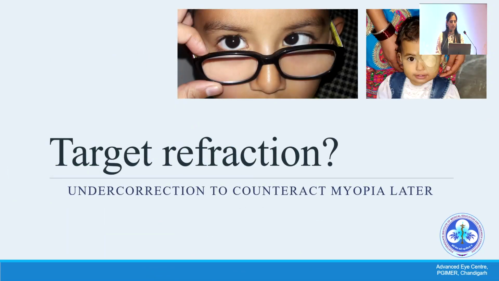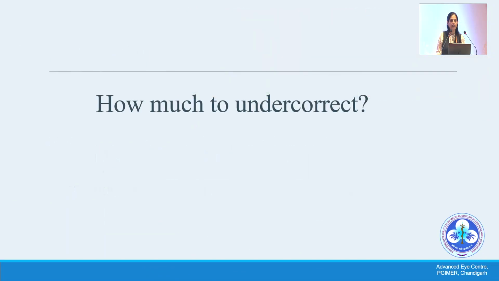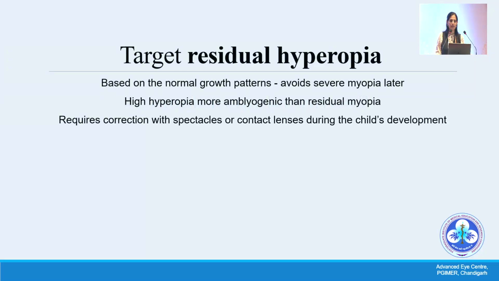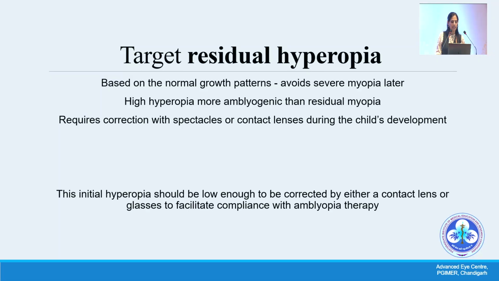Anticipating this myopia, you have to undercorrect the child, and how much to undercorrect is based on the growth pattern. If you have a very small child, you expect a larger myopic shift. But if you aim for a very high hyperopia, you will get an immediate high hyperopic error, which will cause amblyopia. A very small hyperopic error will produce a myopic shift later. So the error should be small enough that you can correct it with contact lenses and counteract the myopic shift later on also, so moderate hyperopia.